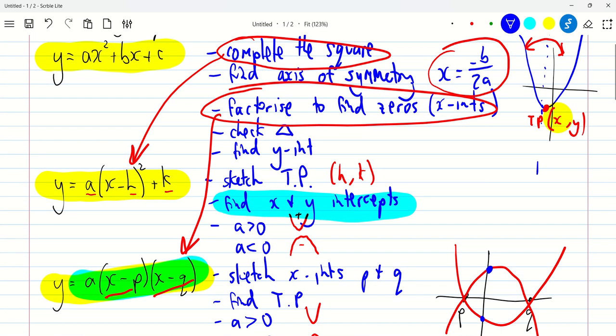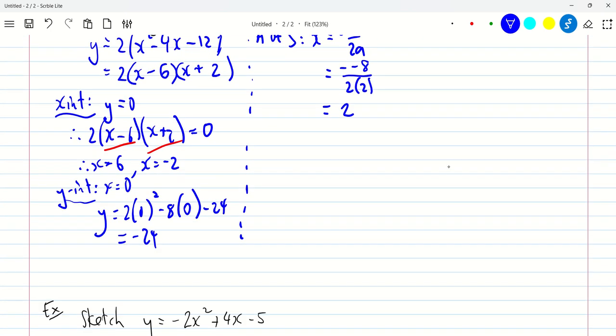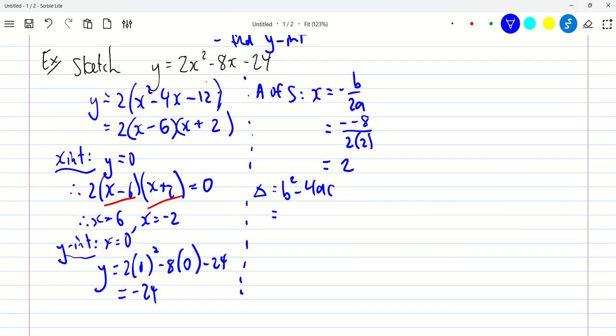Anything else we want to do? I'm not going to complete the square with this one. I'll do that secondly. Let's just check the discriminant. The discriminant is equal to b squared minus 4ac. And what do we got there? So b squared is negative 8 squared, minus 4, a is 2, c is negative 24. Oh, it's going to be big. Ugh, this looks a bit gross. Anyway, I'm not going to figure it out.